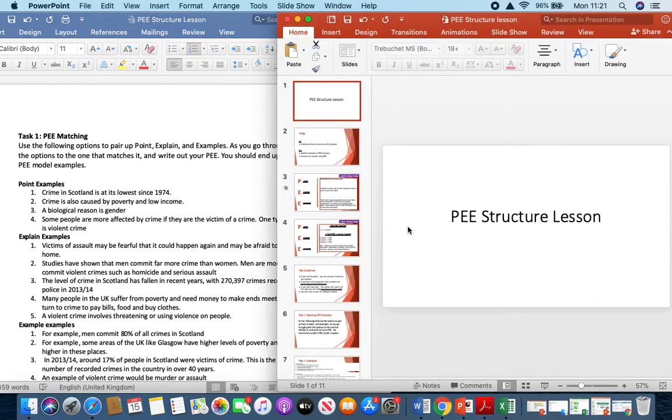It could be a bit of a struggle sometimes. This is just one of those things where we don't have you in front of us where we can explain things really quickly, and we end up getting into a wee bit of trouble. So I wanted to take a bit of time to make a lesson on just how to structure a PEE.